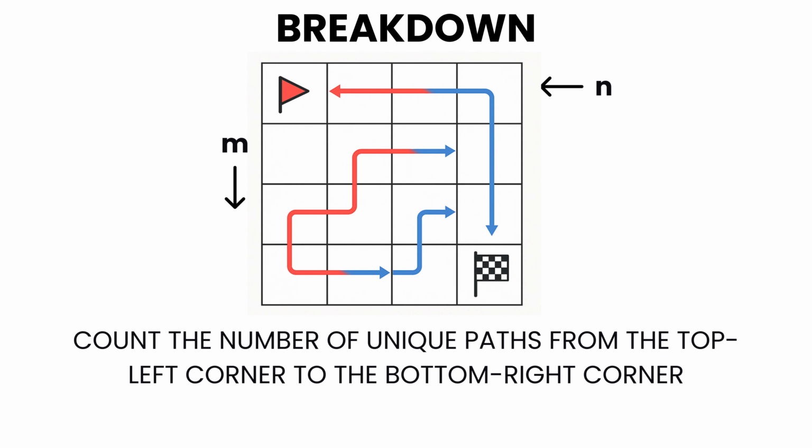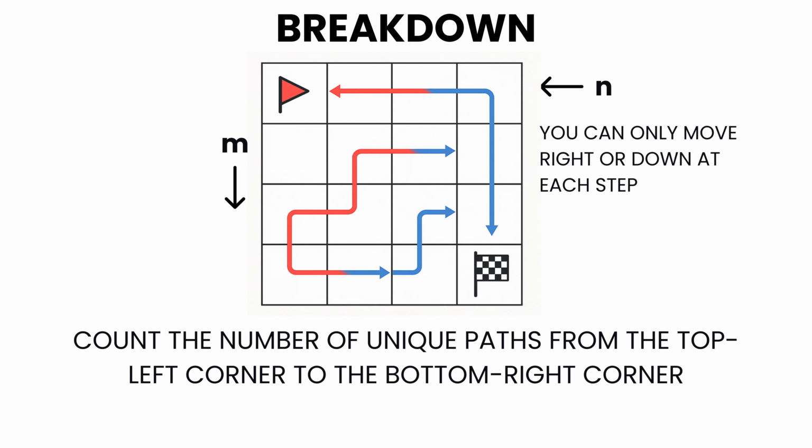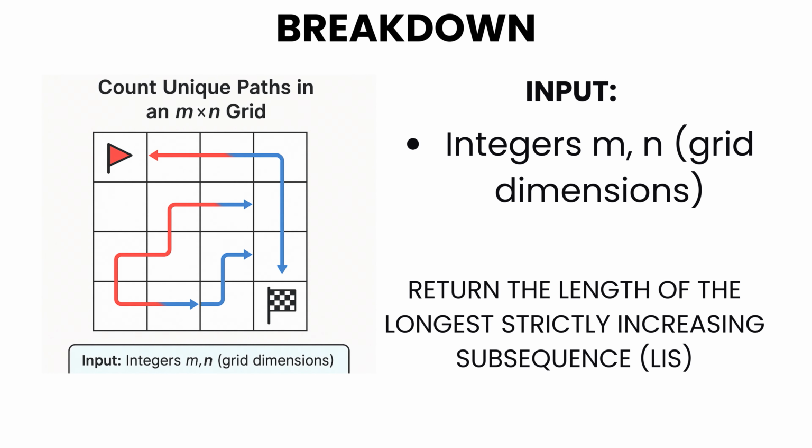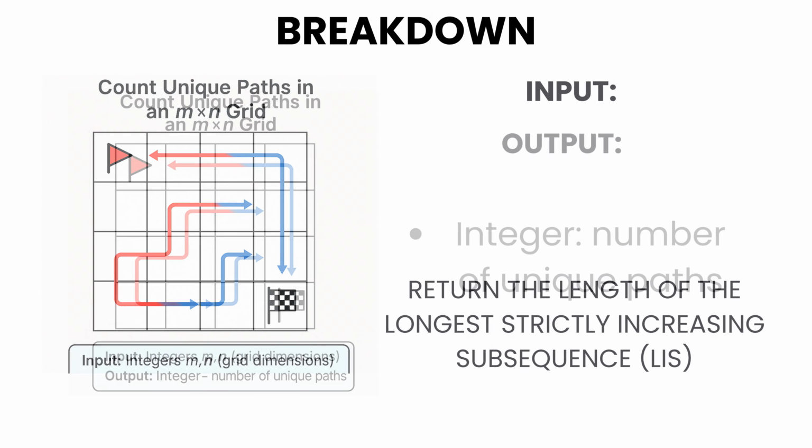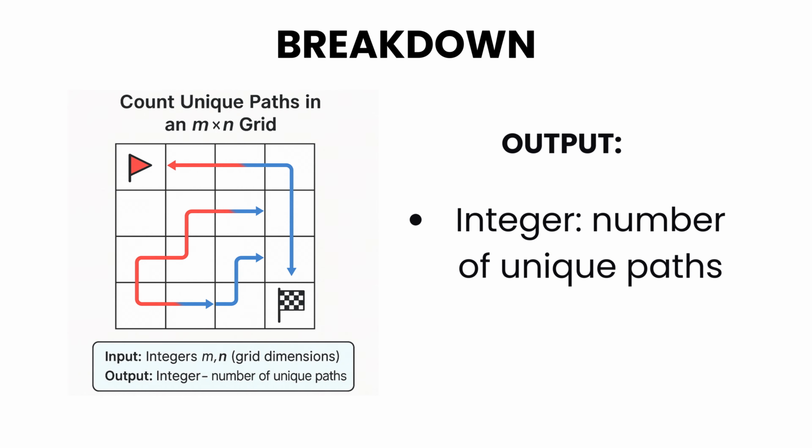Given an MxN grid, count the number of unique paths from the top left corner to the bottom right corner. You can only move right or down at each step. Input: integers m, n, the grid dimensions. Output: integer, the number of unique paths.